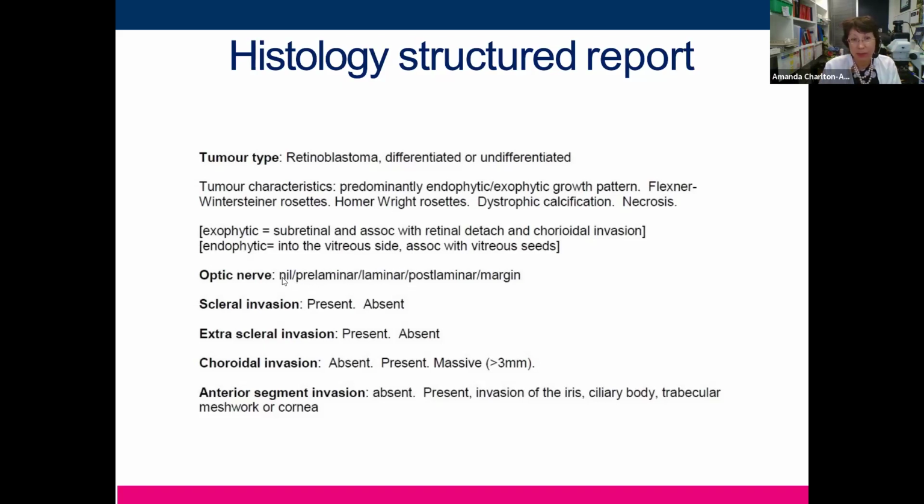Optic nerve. This is important. No, pre-laminar. Laminar refers to lamina cribrosa, which is a sieve. It's a sieve where the nerve fibers exit the sclera and turn into the optic nerve. Laminar is at the level of the sclera, post-laminar is posterior to the sclera, and the margin is self-explanatory. Scleral invasion, it's binary. Extrascleral invasion, binary. Massive choroidal invasion, you've had a lot of that. And anterior segment, absent or present. And these things here, for the reasons that you already mentioned.